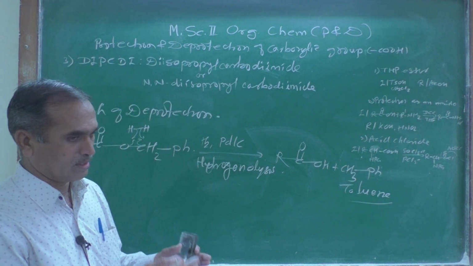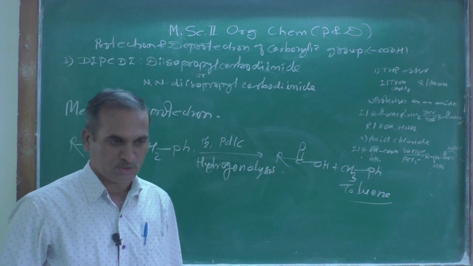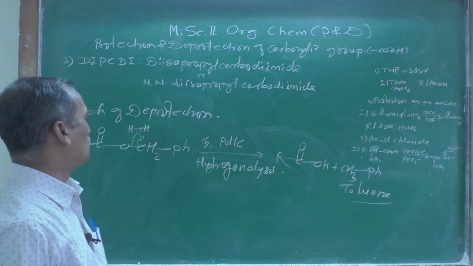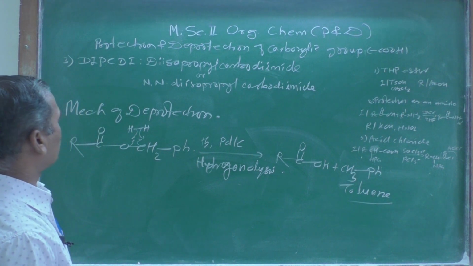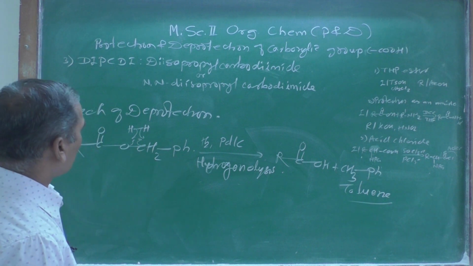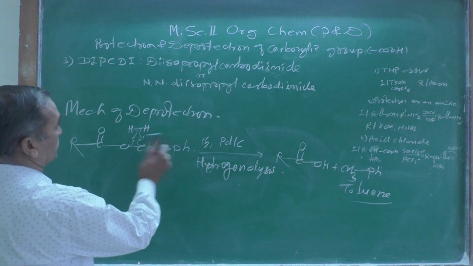Toluene is one of the important solvents. Most reactions we can carry out in toluene. This is a non-polar solvent we are getting. Understood? This is the mechanism of protection and deprotection.